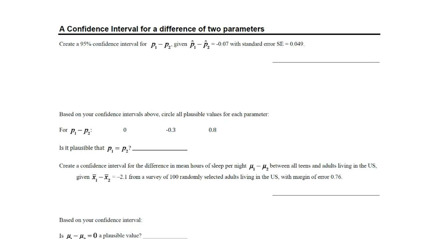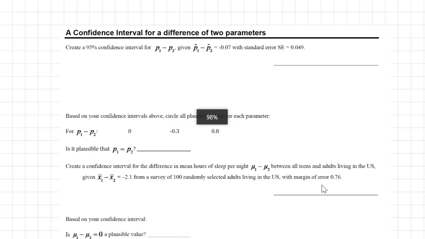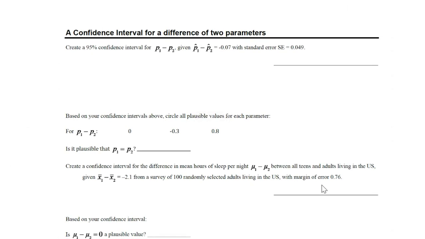The mechanics of creating a confidence interval for a difference of two parameters are no different from the mechanics of creating a confidence interval for a single parameter. We still have our sample statistic, which in this case is p1 hat minus p2 hat, plus or minus a margin of error. We'll calculate our margin of error based on this SE. So we'll do ME equals 2 times SE.